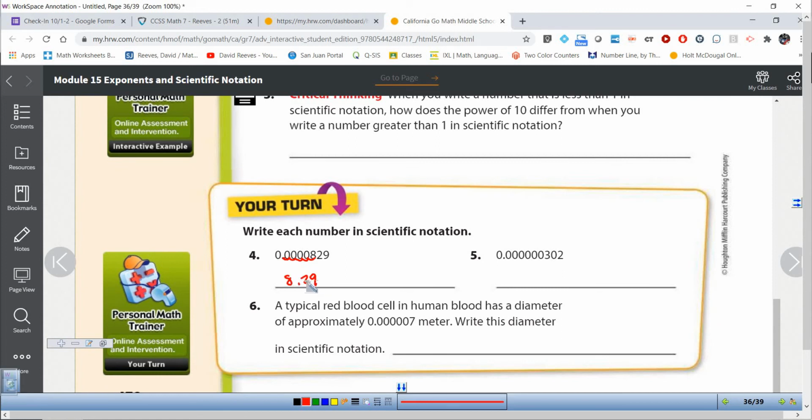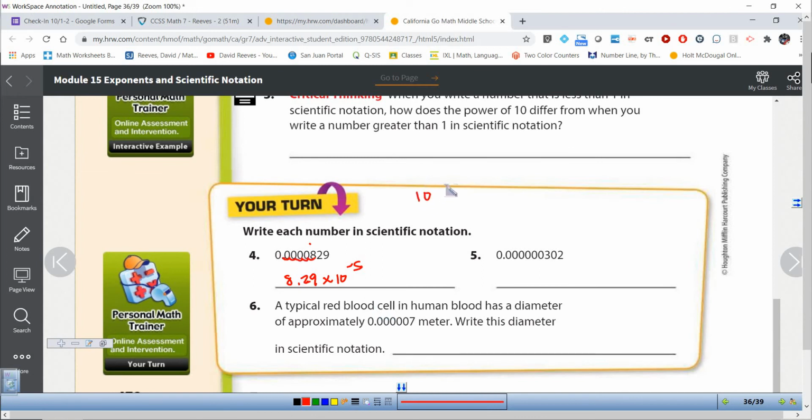8.29. So here's my number that is greater than or equal to 1, but smaller than or equal to 10, times 10. How many places did I move it again? 1, 2, 3, 4, 5. Wait, 1, 2, 3, 4, 5 places, but I can't write 10 to the 5th because that would be a big number. I'd be multiplying by a big number. It's 10 to the negative 5. It's a small number, right?